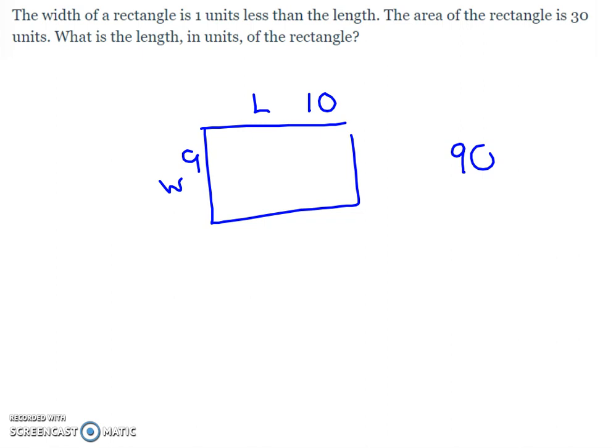So survey says, got it wrong. You want to guess higher or lower? Lower? Okay, let's guess 8. 1 less than that is 7, right? Okay, multiply those together, you get 56. Is that 30? Survey says, what's it? I'm sorry? 10 and 3? Well, then 3 is not 1 less than 10. Okay, remember, the width is supposed to be 1 unit less than the length. Okay, so that guess wouldn't work.